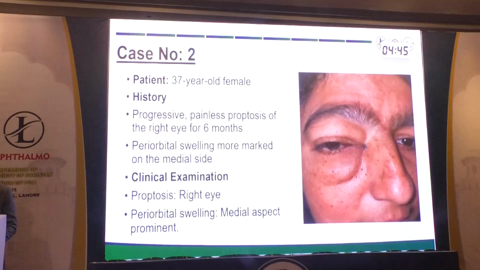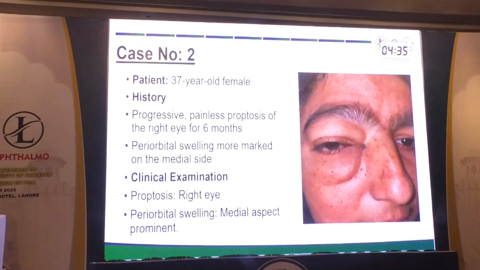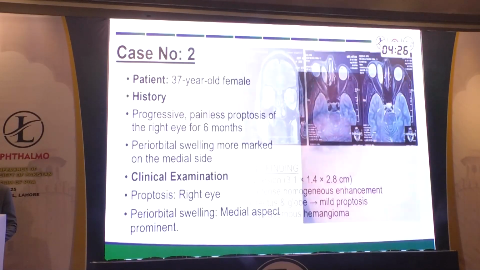So this is my case number 2, a 37-year-old female with a history of progressive painless proptosis of the right eye for last 6 months. There is a peri-orbital swelling, more marked on the medial side. It can be seen in this picture. On clinical examination, there was a right eye proptosis with peri-orbital swelling, especially on the medial aspect.